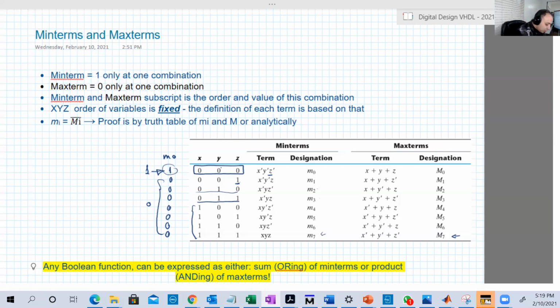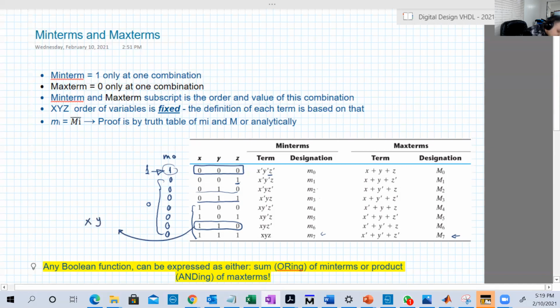So you look at the literal, and if it is 0, then you express it with prime, with complement. If it's 1, you express it with just itself. So for example, how about this one? What should be its m? Basically, its m should be x, y, and z here is 0, so z prime. Let's check. Yes, that's correct.